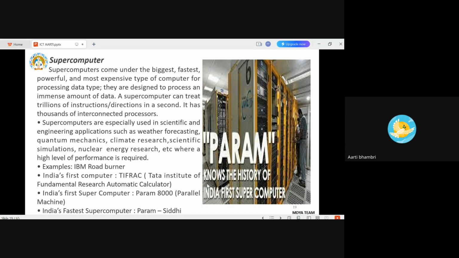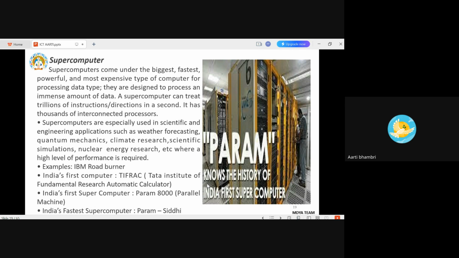India's first supercomputer is the Param 8000. Its full form is parallel machine. Param 8000 is India's first supercomputer. After Param 8000, India's next fastest supercomputer was Param Siddhi.